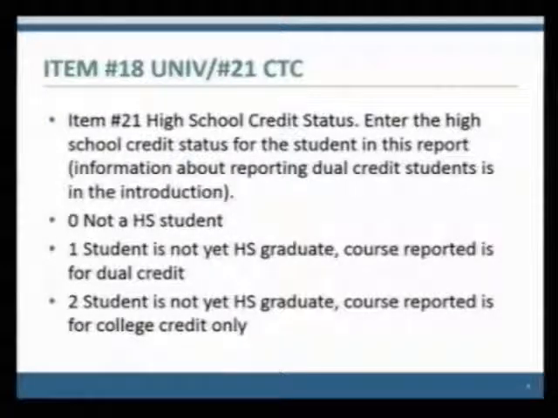Now, we have been told by some institutions sometimes it's hard to tell if a high school student is taking a course for dual credit or not for dual credit, and we've always said do the best you can on this one. So those code 1s or code 2, sometimes you'll have a student who you won't realize they're actually doing it for high school credit. They didn't let you know. So do the best you can, but the most important thing is differentiating those students who are in high school from those who aren't.